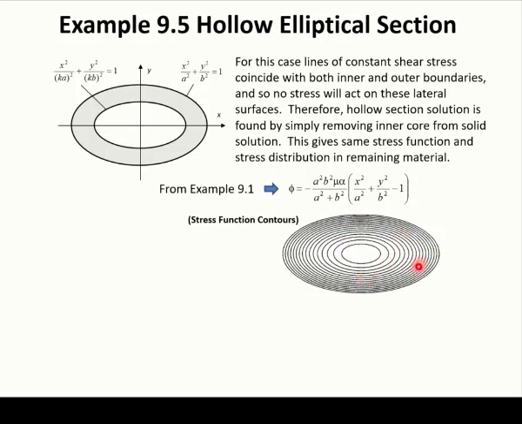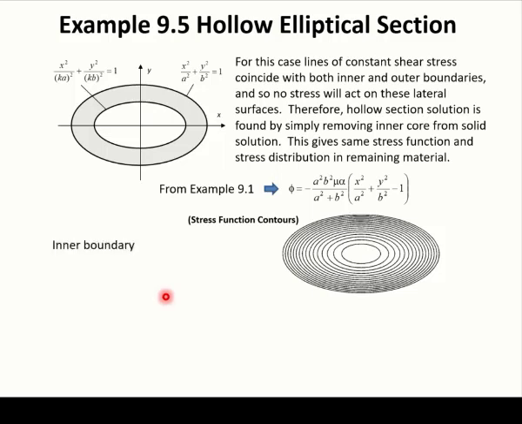When you look at this stress function contour, what you will see is that if you cut it somewhere, this stress contour is the same as these lines. Which means that if you remove the inner core, there is no stress in the normal direction, so the stress is only in the tangential direction. So we can simply cut it out here. This is why, when we are trying to find this hollow section solution, we will just remove this inner core from the solid solution.